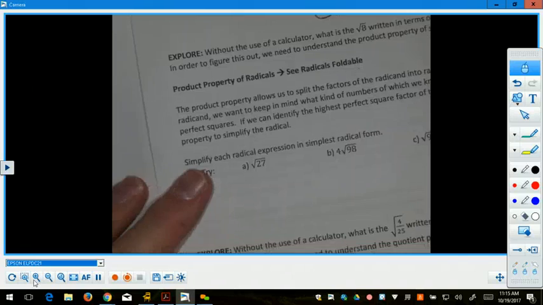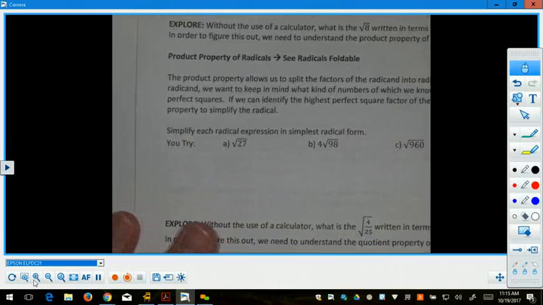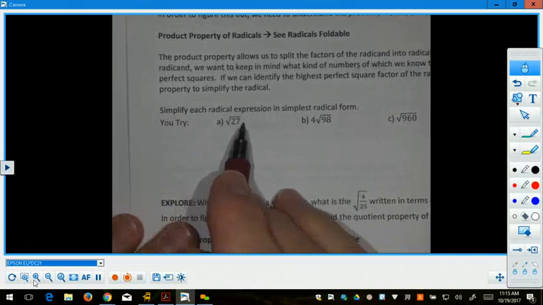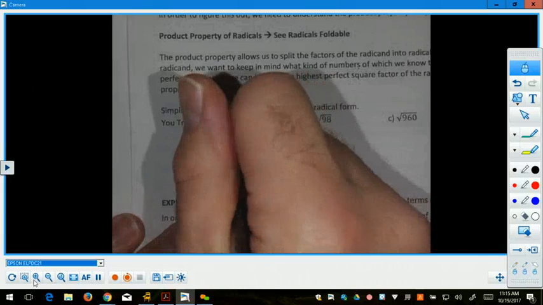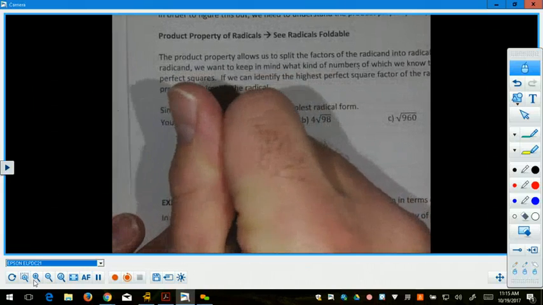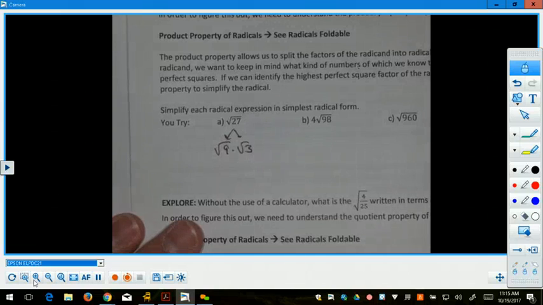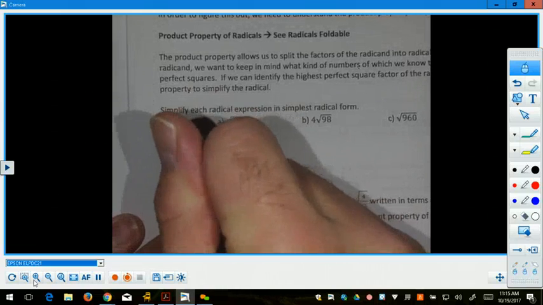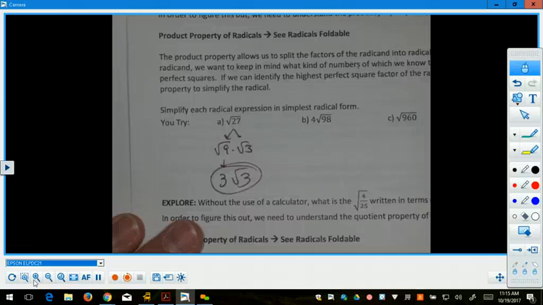All right, so here we go. Here's 27. We're going to use the product rule to break these down. Well, what perfect square goes into 27? 9. Square root of 9 times square root of 3. What is the square root of 9? So 3 square roots of 3 is my answer.